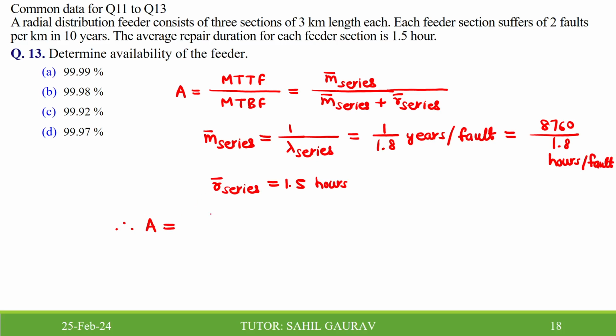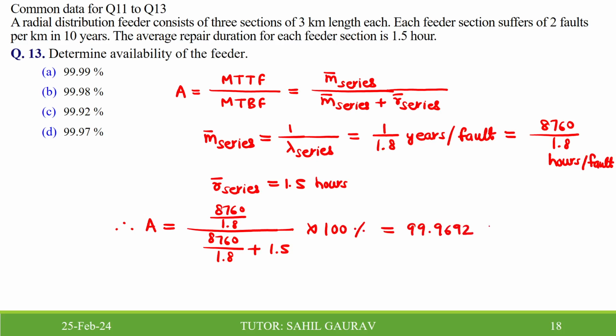M bar series is 8760 divided by 1.8, divided by 8760 divided by 1.8 plus 1.5, multiplied by 100% to get it in percentage. So we will get approximately 99.9692%.